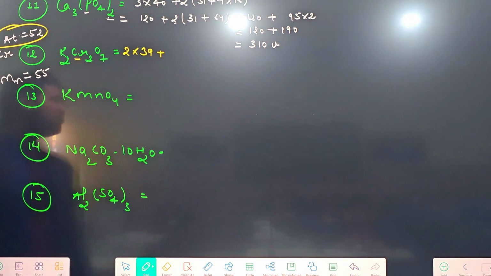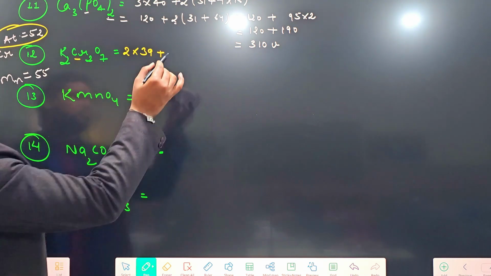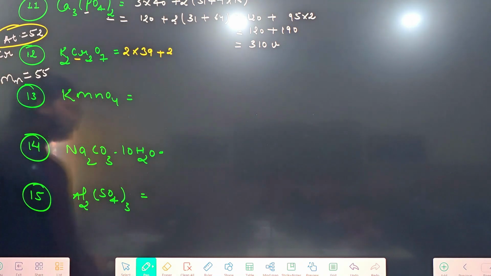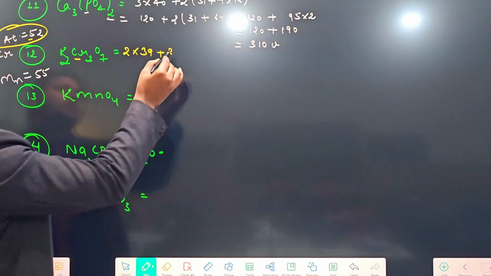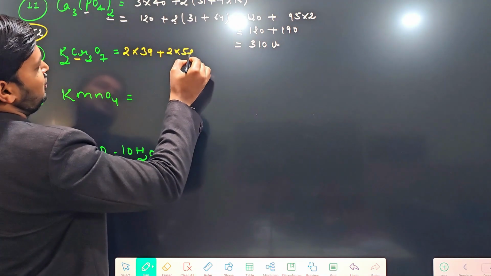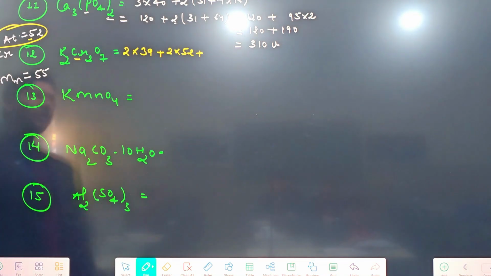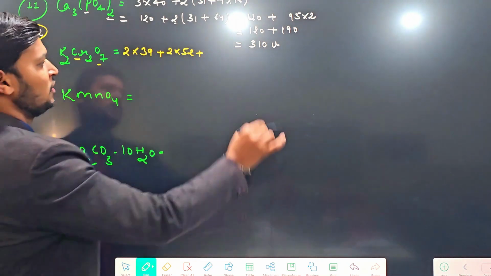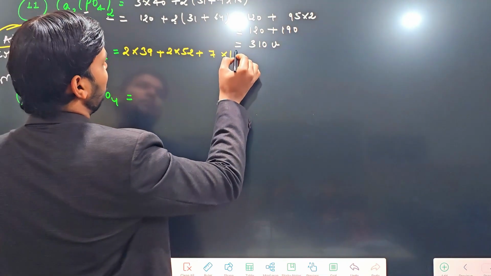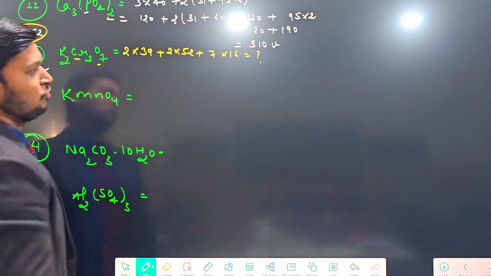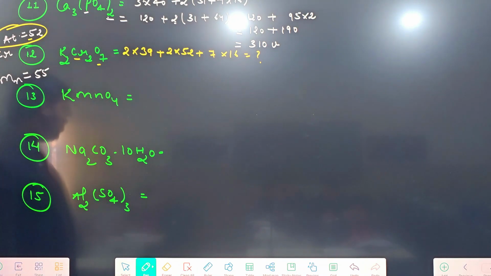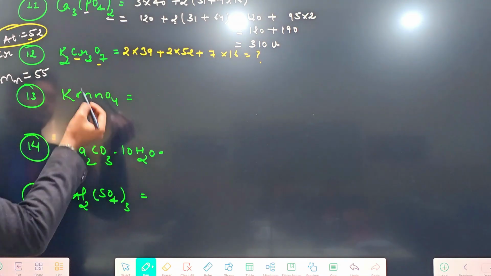How many atoms of chromium are here, beta? 2 atoms of chromium. So first of all, what will you write here? 2 multiplied by what? 52. It's given in the question, right? Then again the symbol of addition. How many atoms of oxygen here? 7 into 16. I am leaving the calculation of this one here. You can all do this on your own. Okay? See the next one.